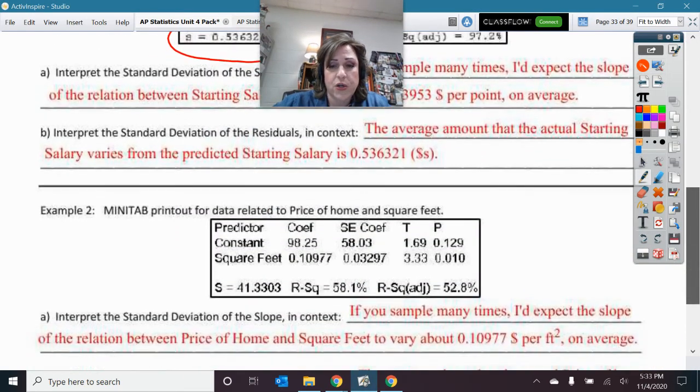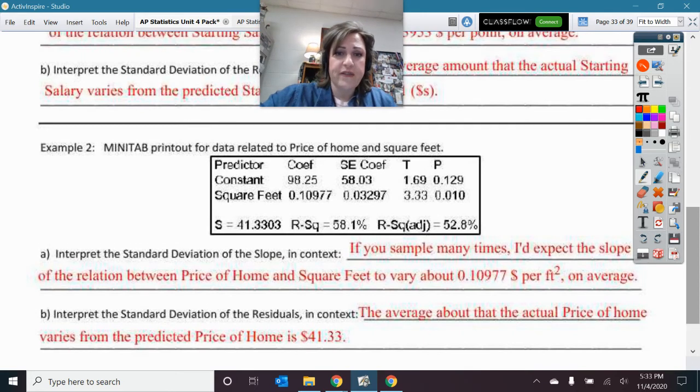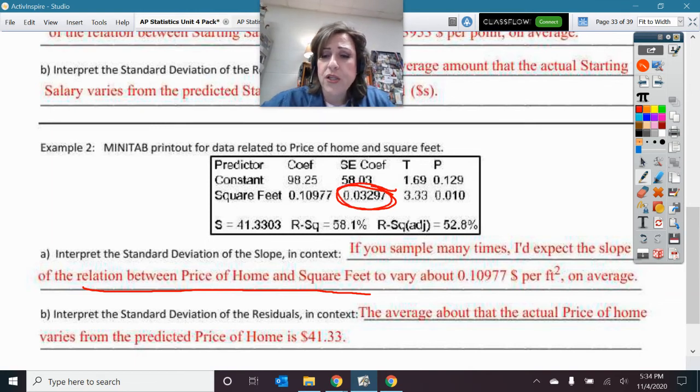Here we go. Our standard deviation of the slope was that. So if you sample many times, I'd expect the slope you find of the relation between price of home and square feet to vary about this much dollars per square foot on average over time. You know what? Because it's y's over x's, I knew the y's were the price and the square feet were the x's. So y's per x's on average over time.